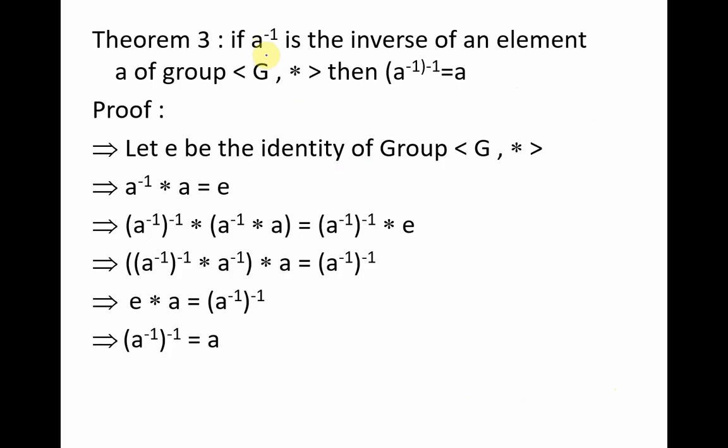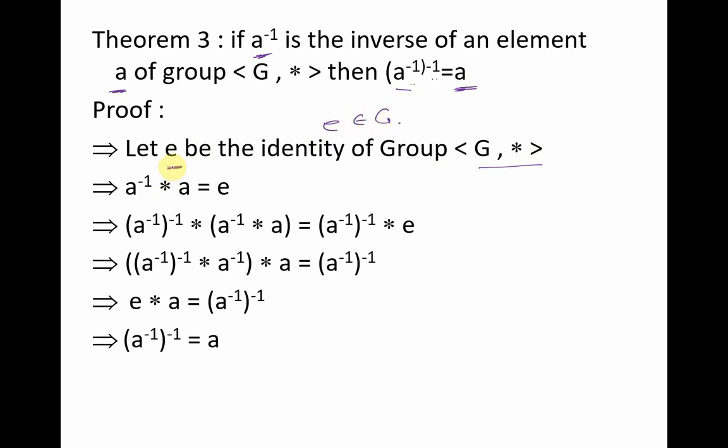The third theorem says, if A inverse is the inverse of an element A of a group, then the inverse of A inverse is equal to A. In fact, this is the involution theorem. So the inverse of A inverse is equal to A. Let's prove it. Suppose this is the group G, star, and E is the identity element of the group. So E belongs to the set G.